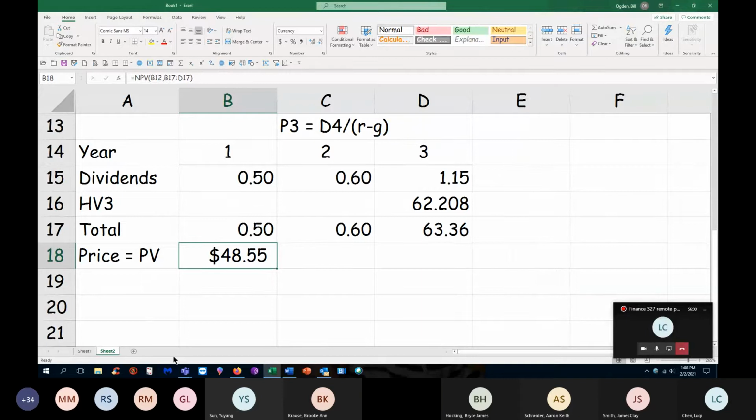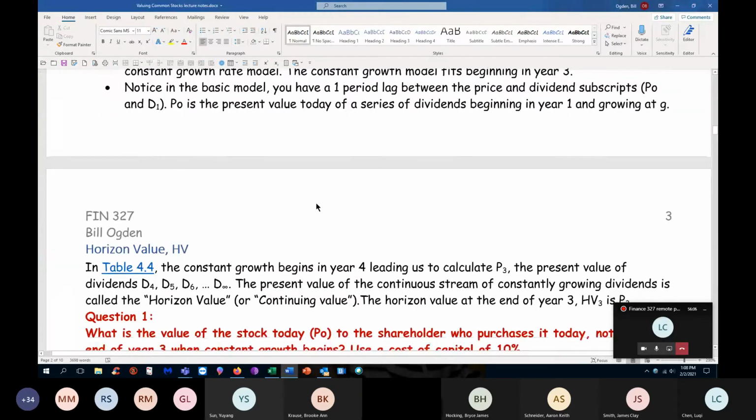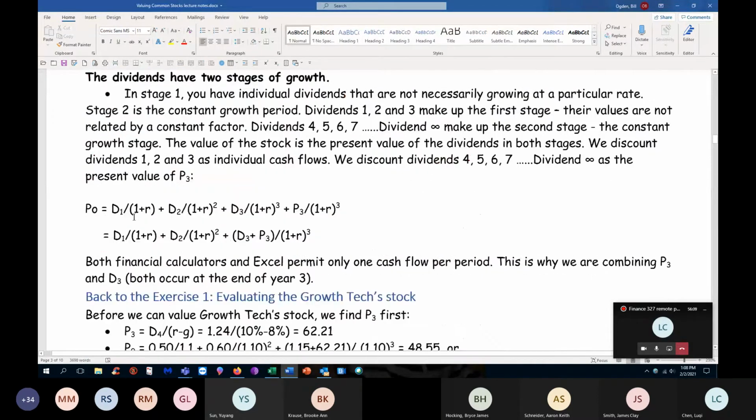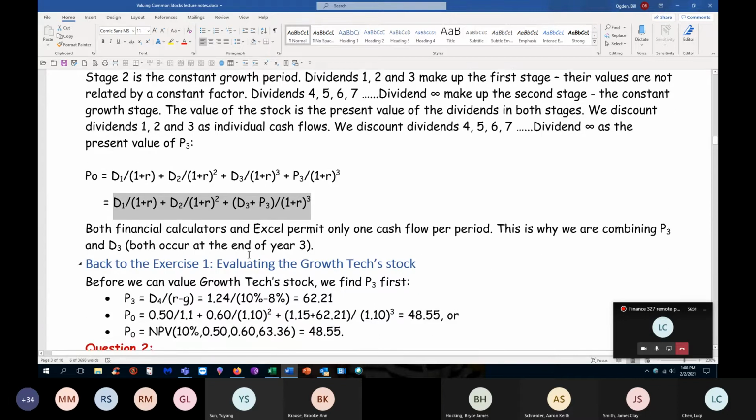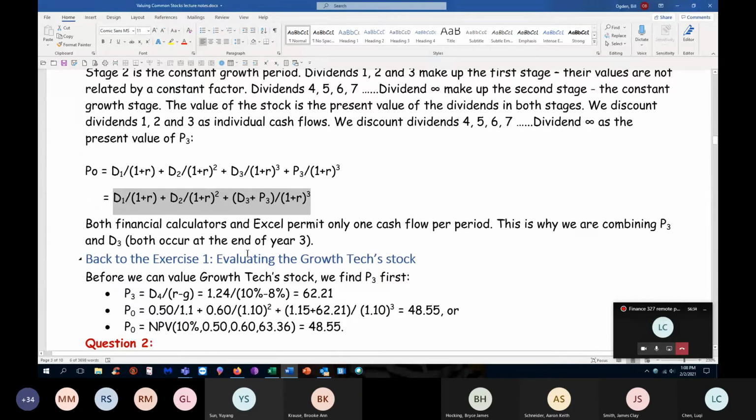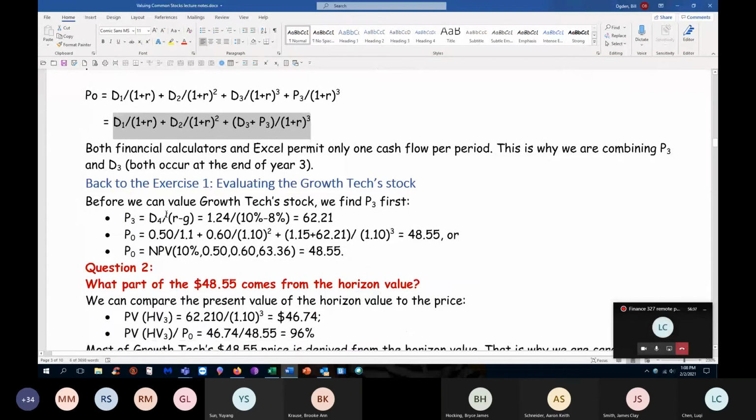Okay, 48.55. Let's go into the document again, see how we're following. You see this? This is what traditionally we're doing. This is what this NPV function just did for us. Except it didn't. You see why? Because I can only do one cash flow 3, so I combined. So this is actually what the NPV function did for us. And this is what we did. We got 48.55 pretty much.